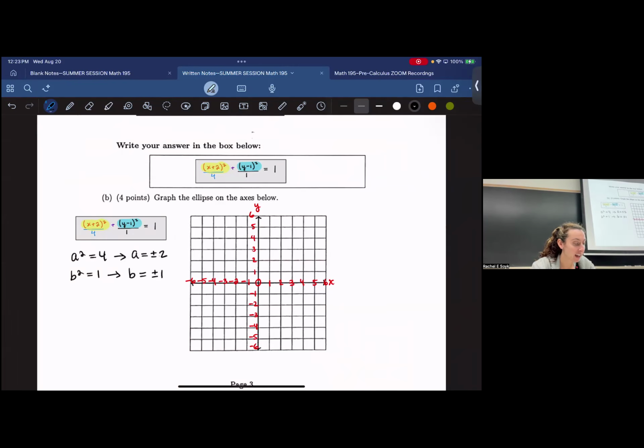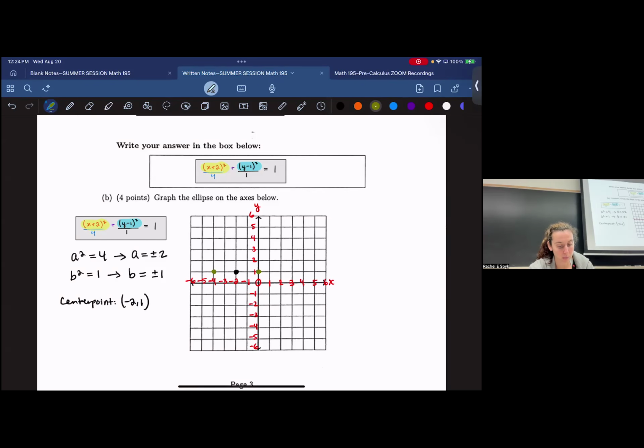But that only works when you're stemming from the origin, and we're not stemming from the origin here. We are stemming from our center point, -2, 1. So we want to plot that first, and then use our a values to go 2 units to the left, plot a point, 2 units to the right, plot a point.